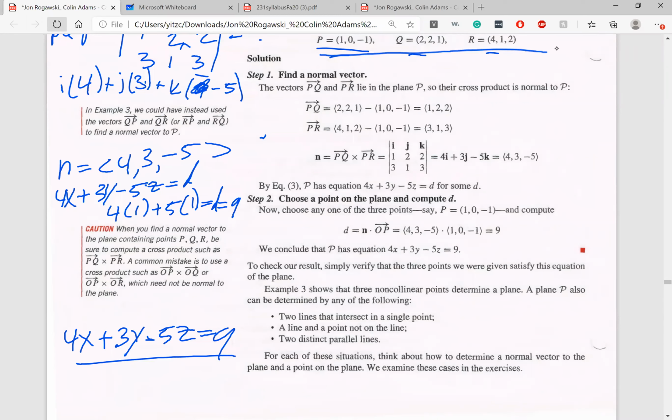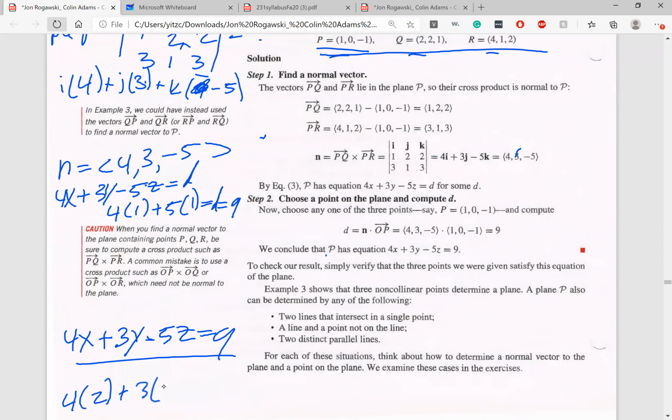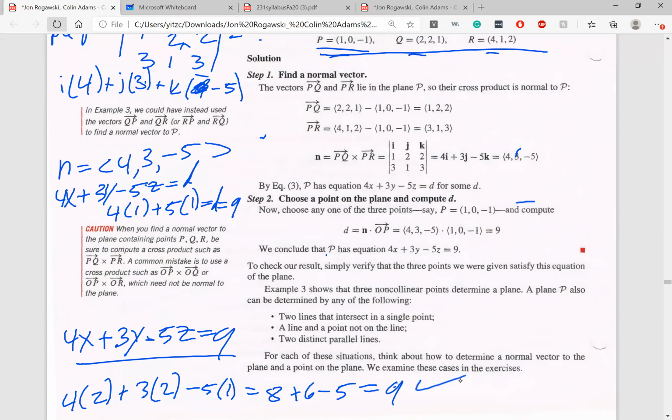So you can actually try to verify it. You can plug in your Q, and you can see. For Q, that would be 4 times 2 plus 3 times 2 minus 5 times 1. And this is going to be equal to 8 plus 6 minus 5, which is equal to 9. So check. That point is in the plane. And also the point R should be in the plane.